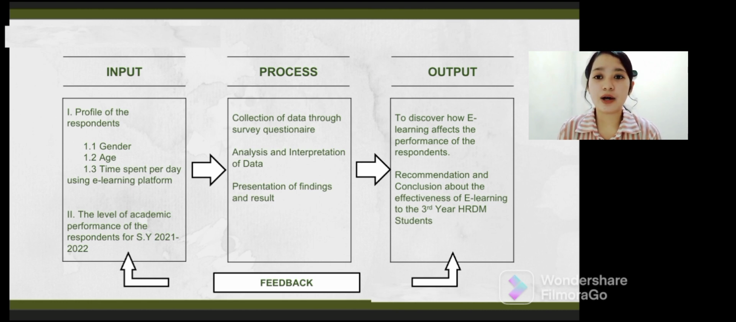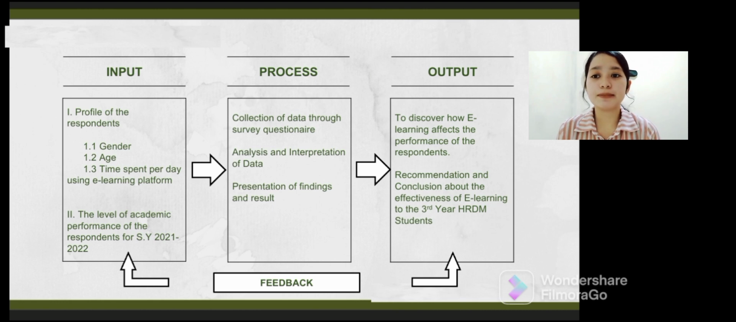It outlines how the basic elements are connected and describes the intervening process. At the same time, it may be read as a guide to the rest of the study. So the input box includes, first, the student respondents' demographic profiles such as age, gender, and time spent per day using an e-learning platform. Second, the level of academic performance of the respondents for the school year 2021 to 2022.